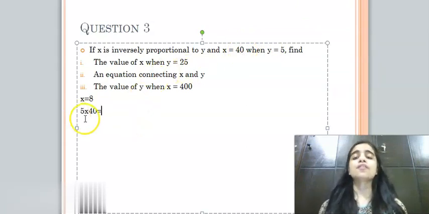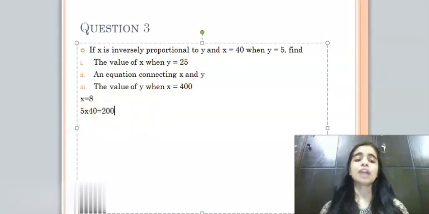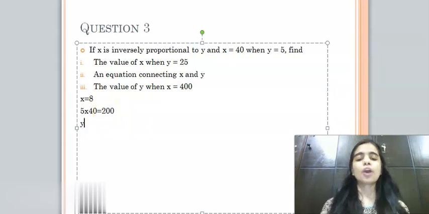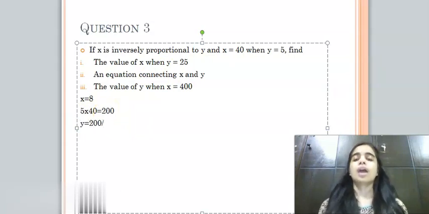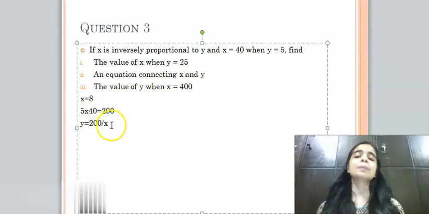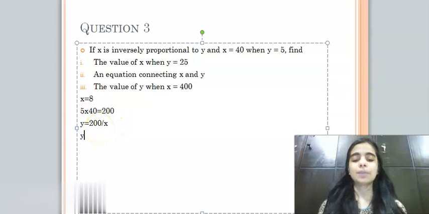That will be 5 4s are 20, and then one more 0, 200. So my k value is 200. So my overall equation will be y is equal to 200 upon x. Now I need to find the value of y when x is equal to 400. I'll simply put 400 over here, 200 upon 400. So y will be 1 upon 2.